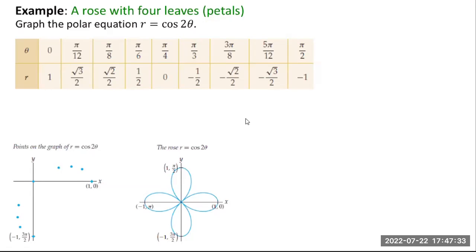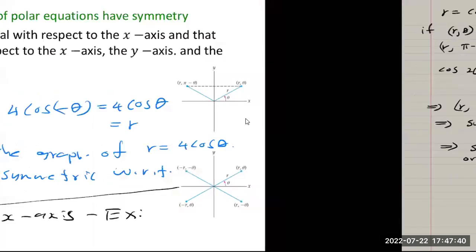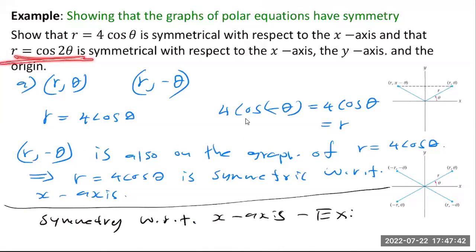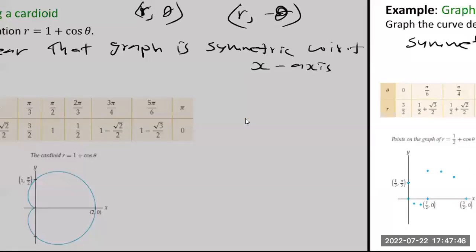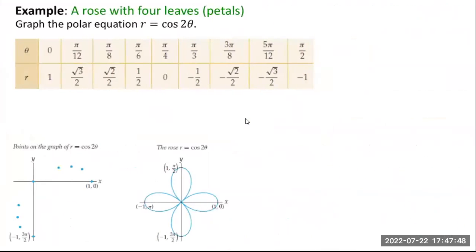This is symmetric with respect to the x-axis, y-axis, and the origin. That's something that we showed earlier. Remember, in this example we showed that it is symmetric with respect to the x-axis, y-axis, and the origin. So if we can figure out the shape of this one in one quadrant, that is when theta is between 0 and pi over 2, we can figure out the shape on other quadrants. So here is what we are going to do.